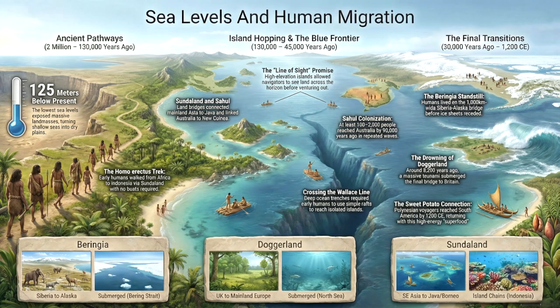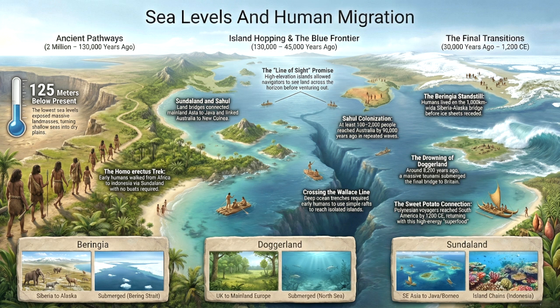Okay, let's unpack this, because these periods of extremely low sea levels created massive land bridges, resulting in 4 major lost land masses from our source material. Right. You've got Sundaland, Sahul, Doggerland, and Beringia. Right. But these weren't just narrow little land bridges you could run across in an afternoon, were they? Not at all. These were massive continental scale environments.